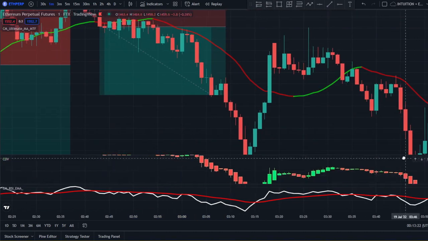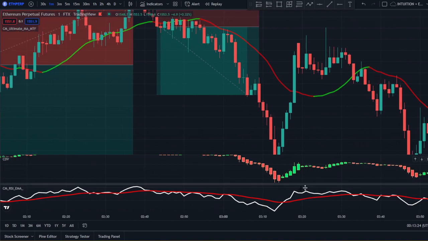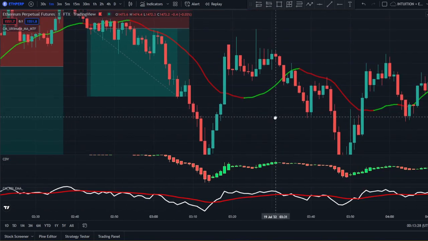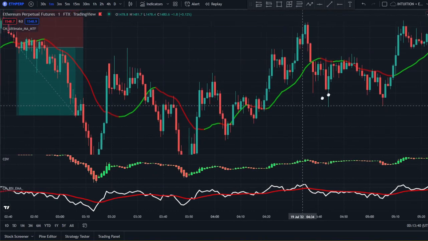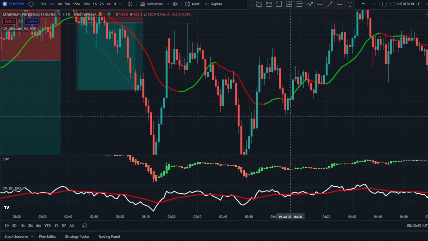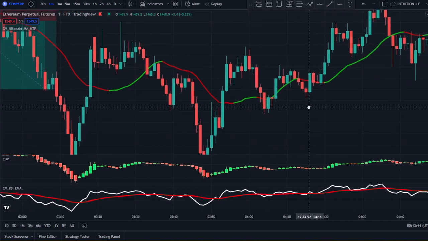So here we will look for an entry long because we have a crossover, but since the price is below the trend line, that's not valid. So let's look for another valid position. Here is the crossover below, but since the trend line is green, that's not valid. So let's look for long positions, and here we have a long position signal.